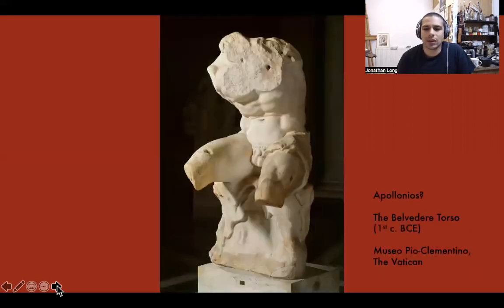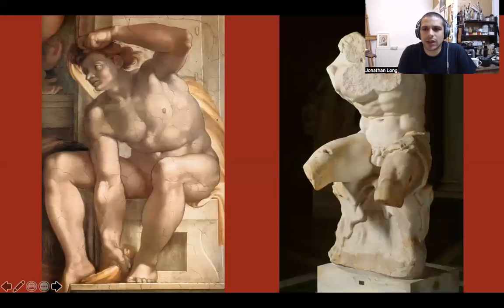And that is the Belvedere torso, which is in the Vatican. We do have a signature on it in Greek, Apollonius, but we don't know exactly who made the sculpture. We do have a good case to make that the sculpture comes from the 1st century BCE and may well be Apollonius's copy of an earlier Greek original from Hellenic Greece. So let's have a look at these two side by side then.